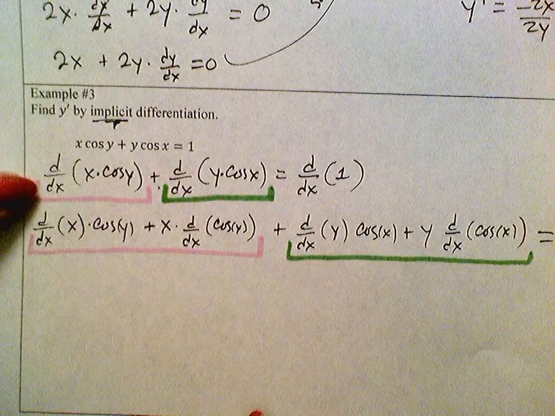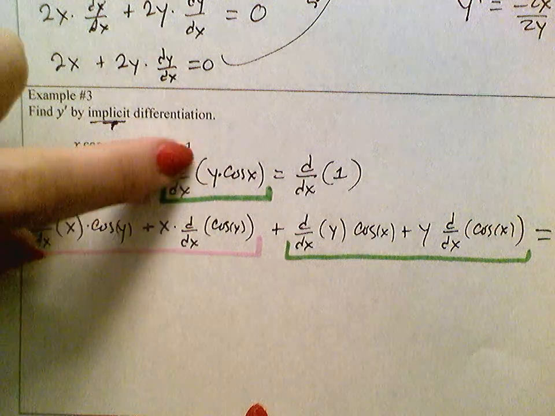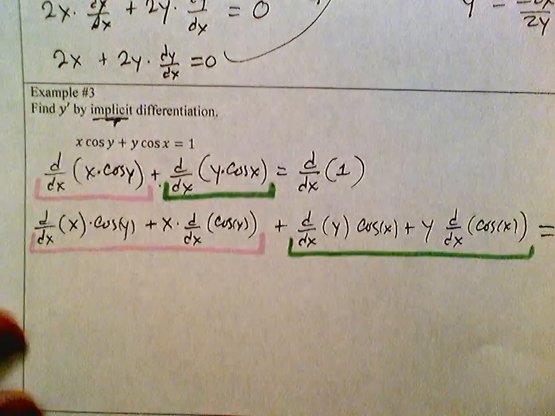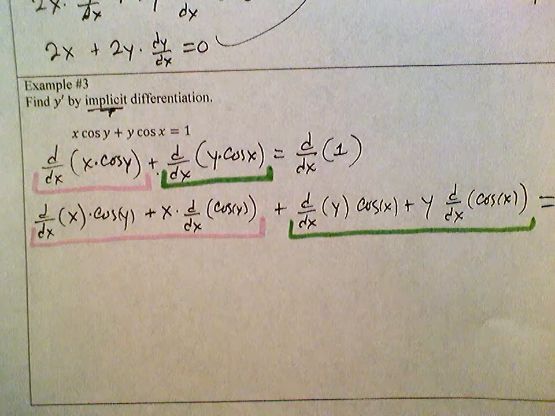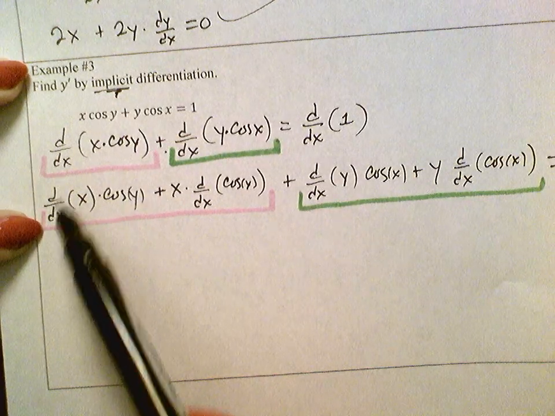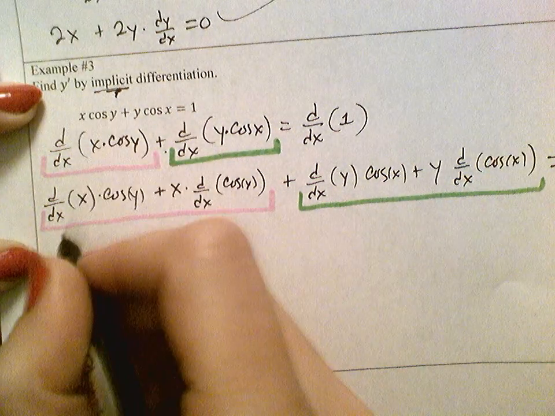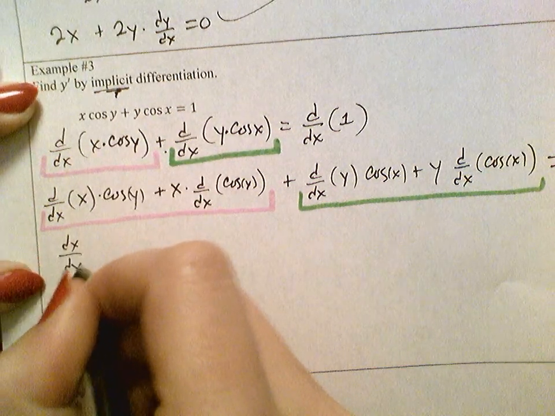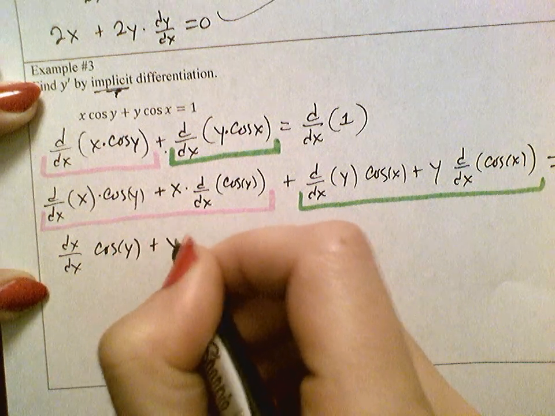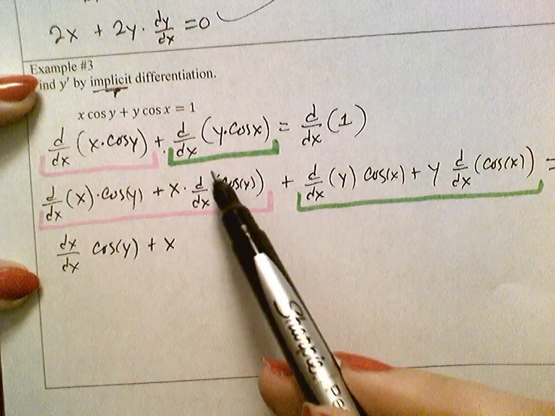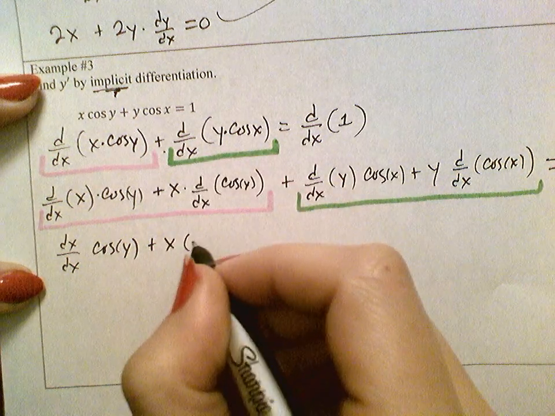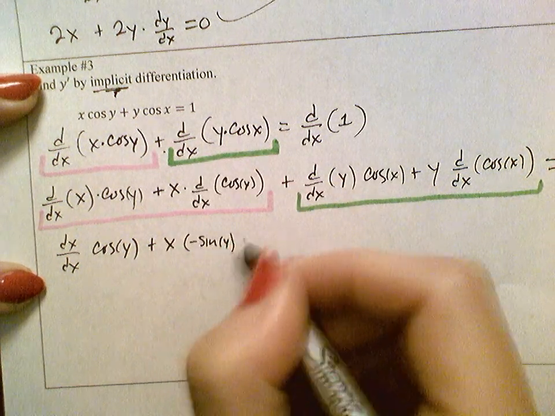All right, so on the pink I used product rule, on the green I used product rule, and it became those. And now I'm going to go through and actually do the derivatives. So the derivative of x with respect to x, that's just dx over dx. Bring down the cosine of y plus x. Now, the derivative of cosine is negative sine of y.